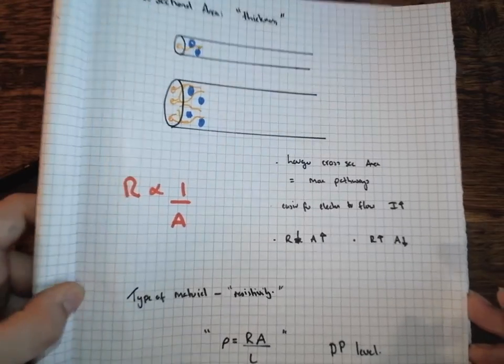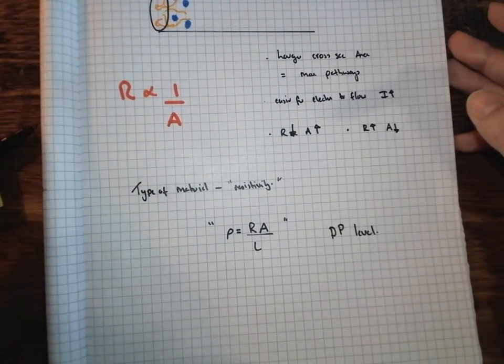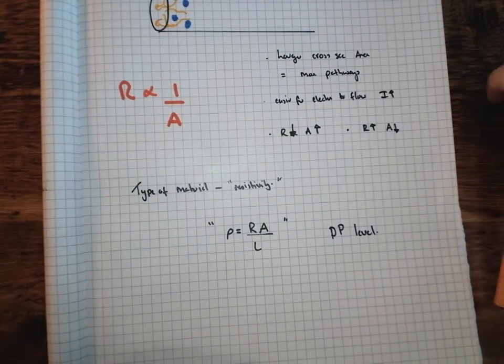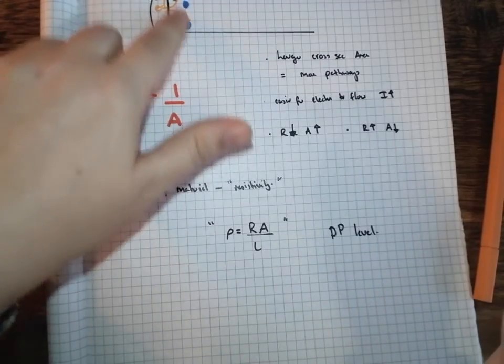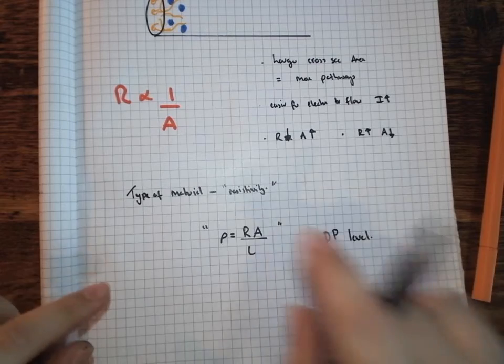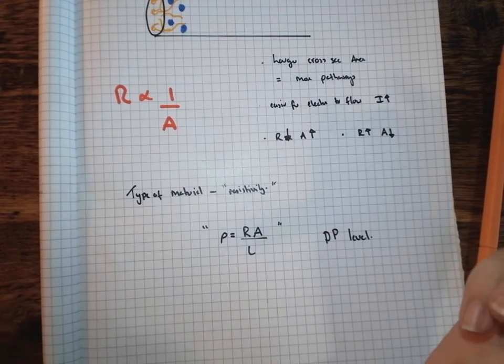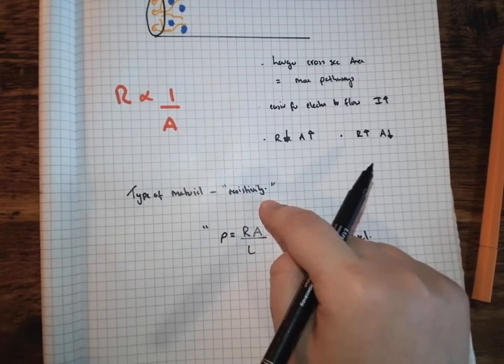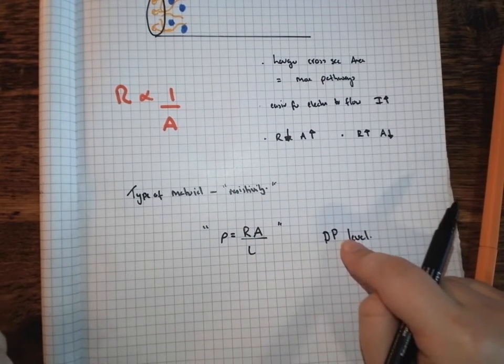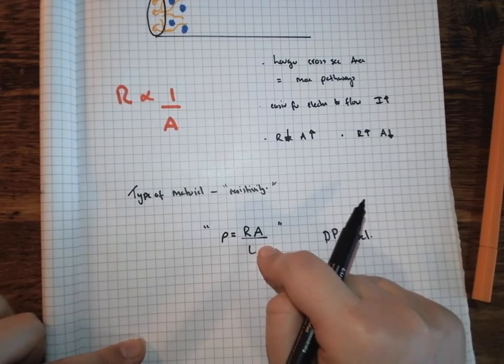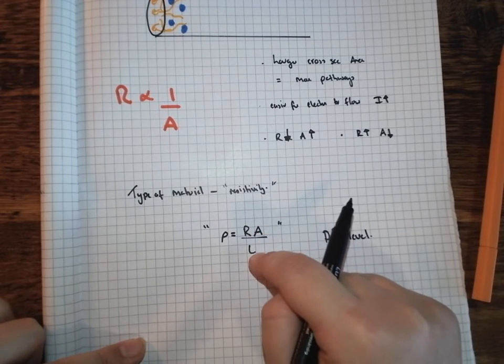The last one is a little bit more complicated, and this is to do with the type of material. Different materials have different atomic structures and different lattice formations, which affects the conductivity. We actually talk about the resistivity, so each individual material has its own resistivity. This is something that we do at the diploma level, and it's given by this equation, which is resistance is area divided by length.